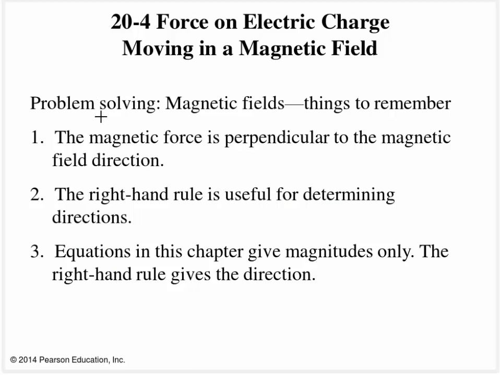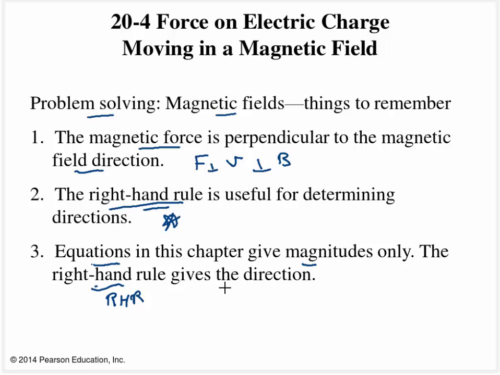Just some notes on problem solving with these magnetic fields and forces. Always remember that the force is going to be perpendicular to the magnetic field direction. It's never going to change the speed. So force is going to be perpendicular to the velocity, which is going to be perpendicular to the magnetic field. We have to use the right hand rule to determine it. So again, very important concept. And the equations that I've given you only give the magnitude. We have to use the right hand rule to get the direction.